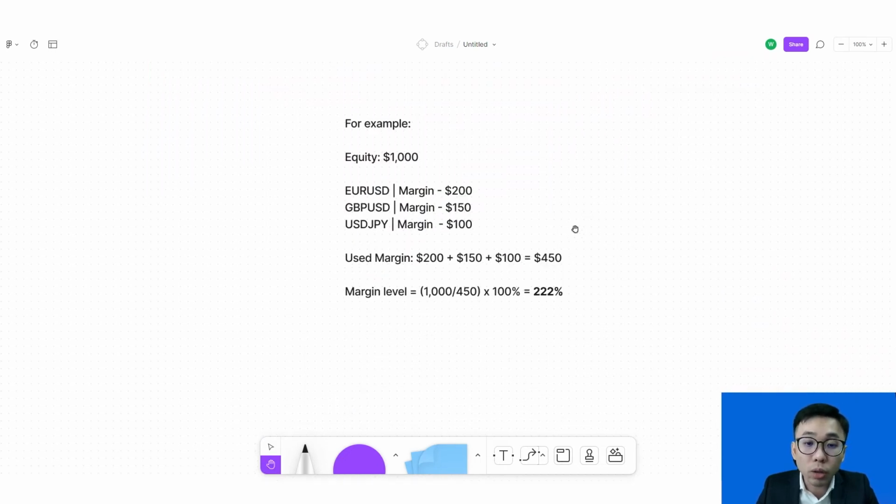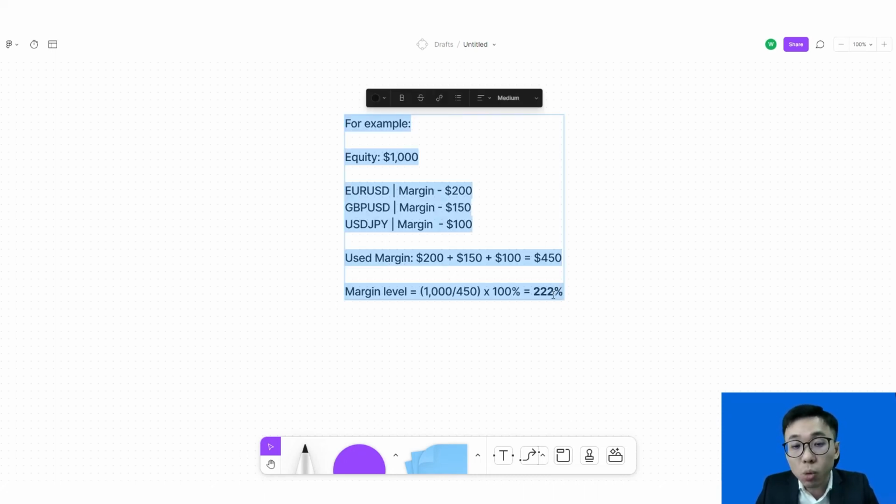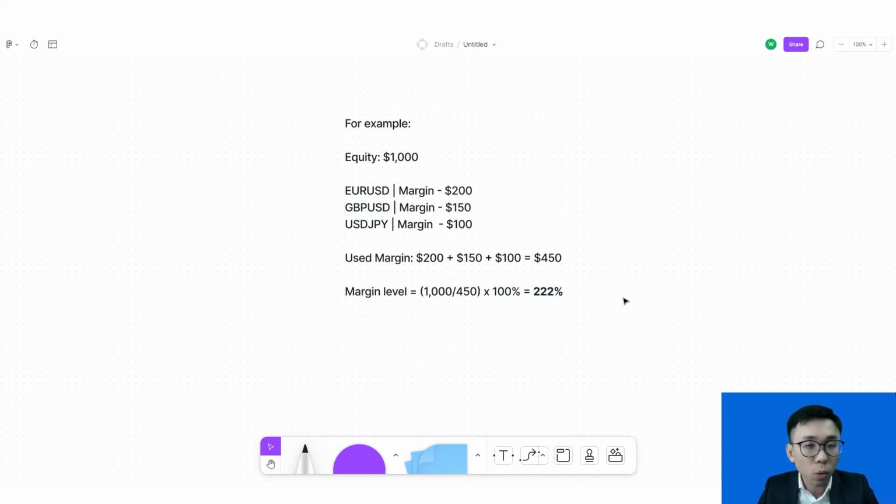So we're going to take 1,000 US dollar here, divide by 450 US dollar. After we get the answer for this, we're going to times with 100%, and we're going to get a total of 222% of margin level. So let's ask ourselves, is 222% of margin level healthy or not?